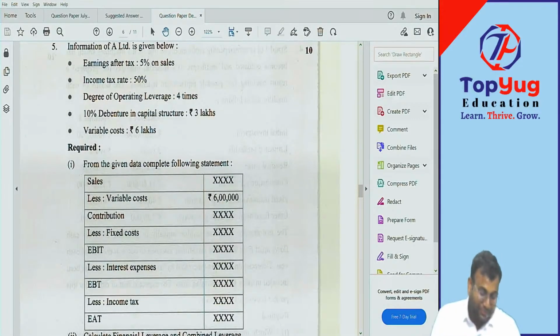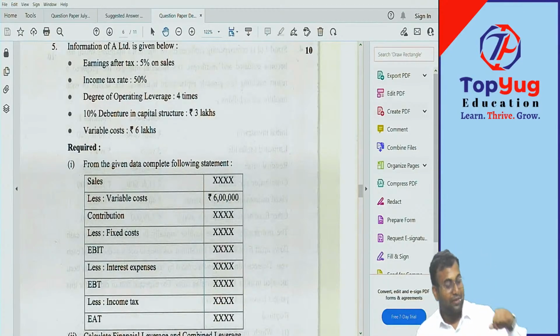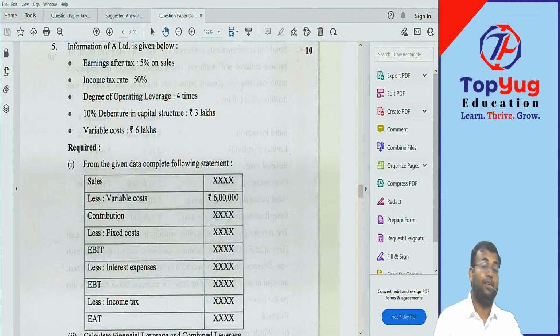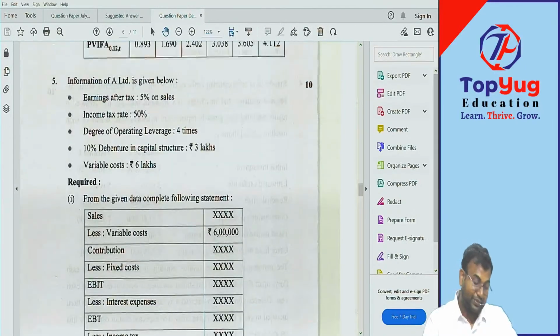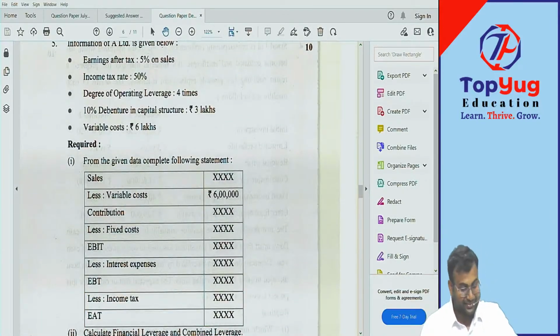See now, first thing is sales. Sales is obviously not given. They will not give. They are dirty fellows. So now you have income tax 50%. Degree of operating leverage is given as 4 times. So you will be able to find out fixed cost, and with the help of fixed cost you will be able to find out contribution. 10% debenture, again you will have interest. Variable cost 6 lakhs is also mentioned here. Is that all that is given? That's all, sir. Okay, so let us start.